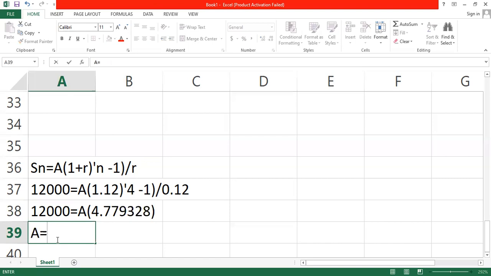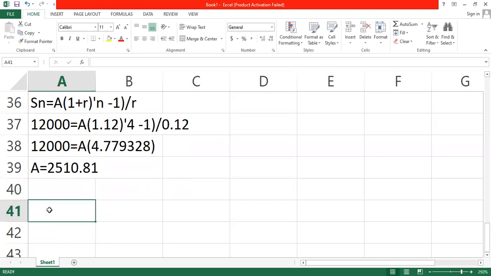2510.81. So that is the amount that you'll be putting in the investment at the end of every year, isn't it?